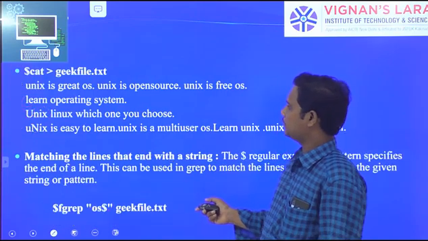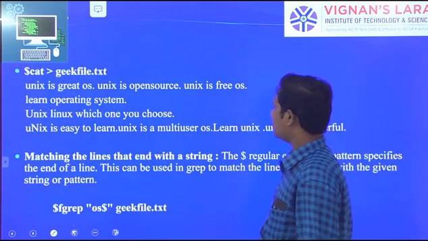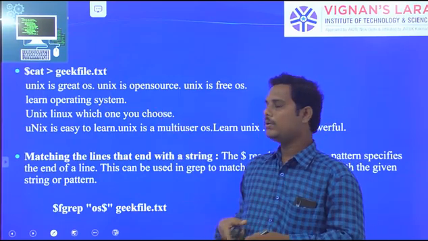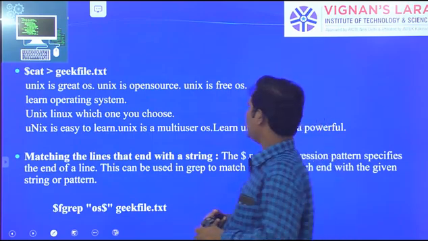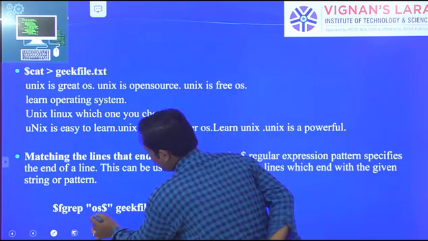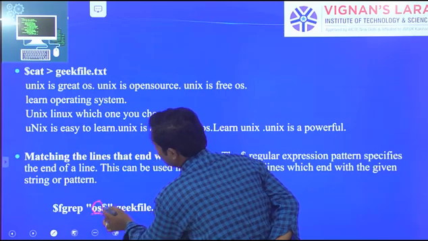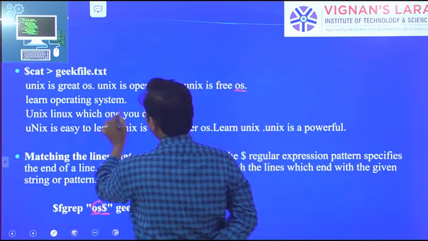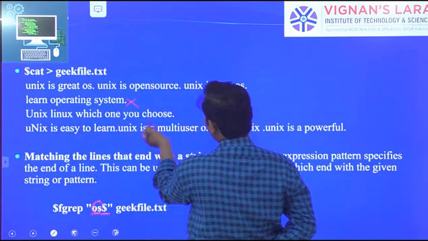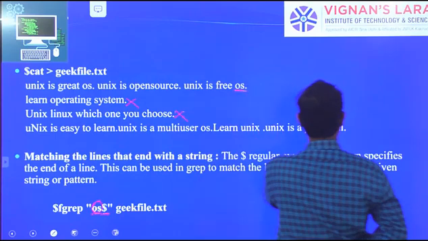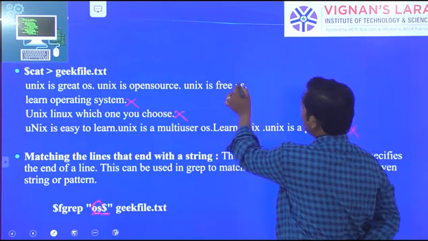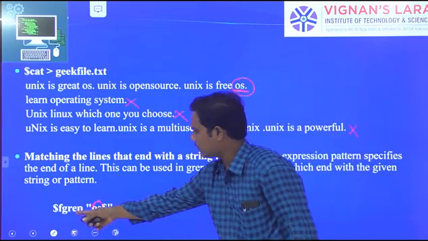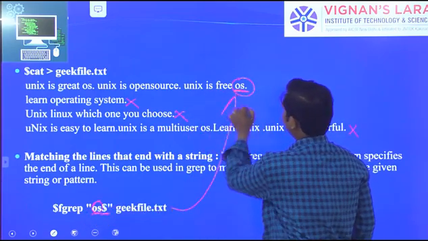Next, the second example. Previously we searched for the start of the line; now we search for the end of the line. OS is at the ending of the line in this file. In the other lines, OS is not at the ending. So only in the first line is OS at the end, and that is the output displayed.